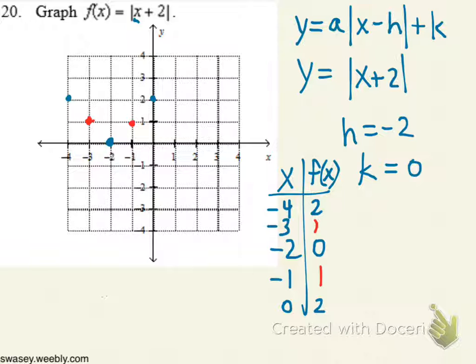Now we'll connect them and put arrows in there. So your graph should look like this. Now you can think of that plus 2, by the way, as a translation to the left 2 units from the origin. Another way of thinking about that.